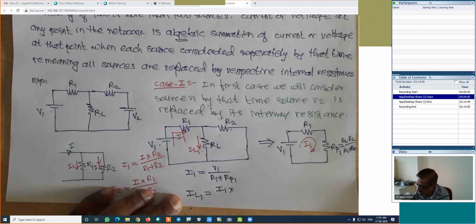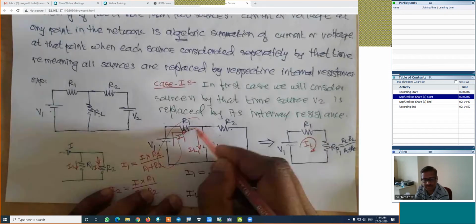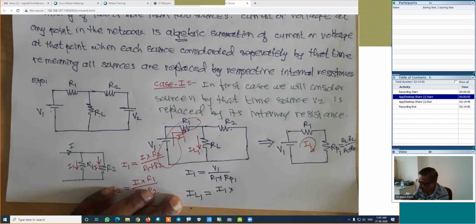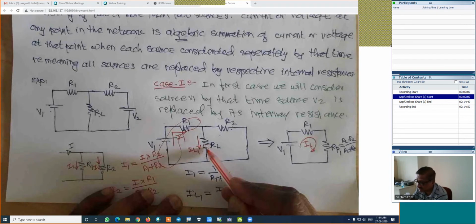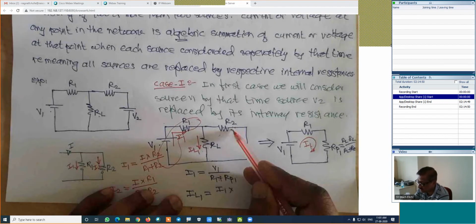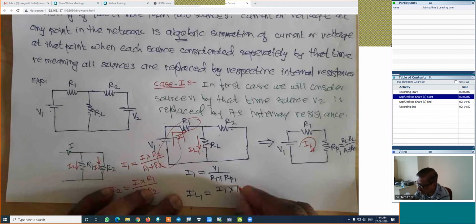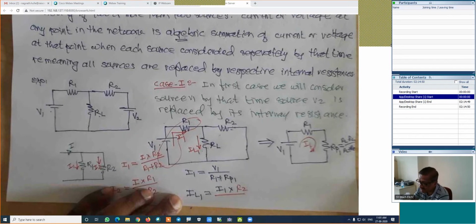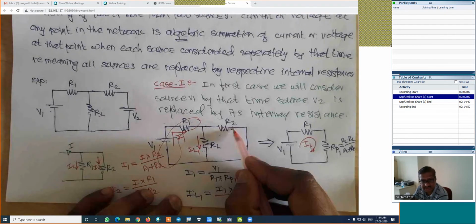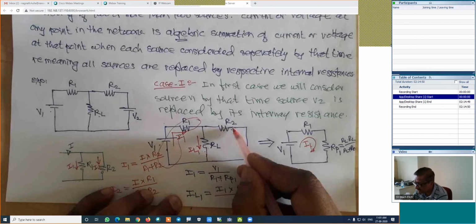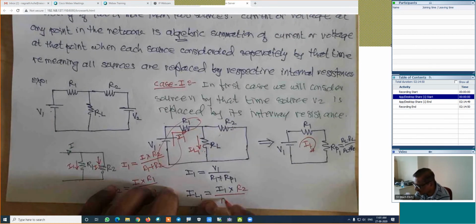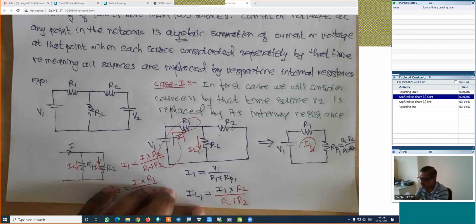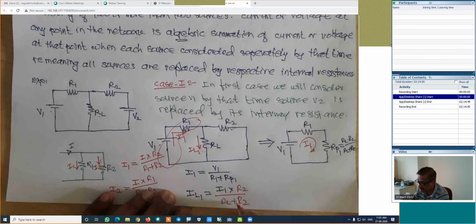In this branch, the current is known. I am not bothering about this branch. Now, out of these two parallel branches, in this branch we are interested in calculating the current. This resistance is R2, so into R2 divided by the resistance of both branches, which is nothing but RL plus R2. With this, we get its current IL1.